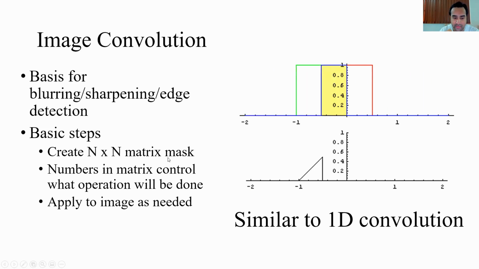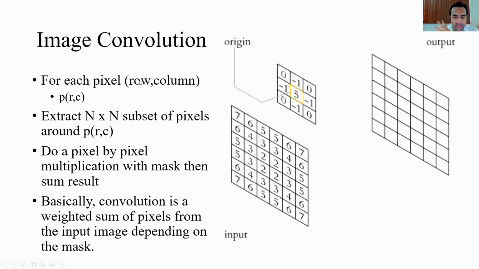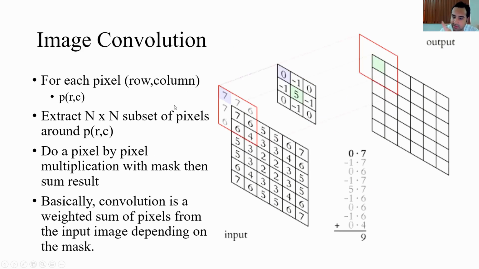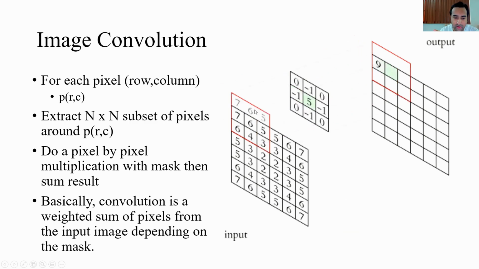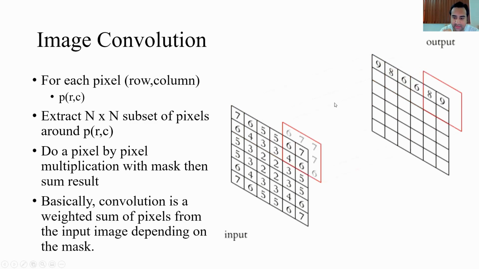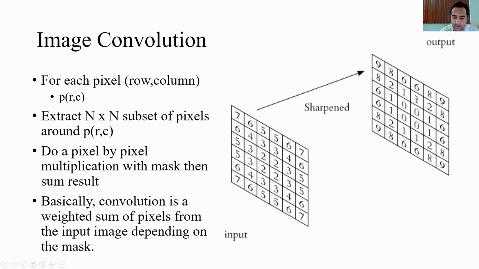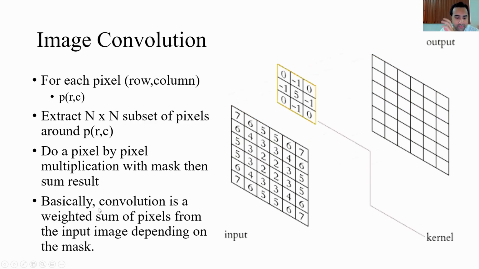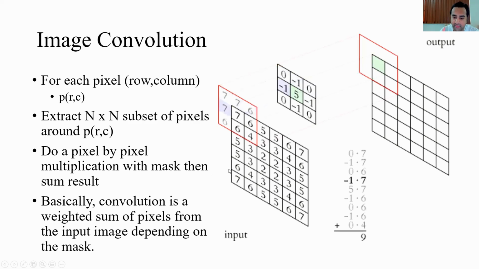And that is, in 2 dimensions at least, how you would do image convolution for something in your image. So you create an M by N matrix. The numbers control what the operation is going to be, and then you just apply it to the image. So for image convolution in 2 dimensions, for each particular pixel in your image, you would have your mask essentially, and you would multiply the pixel with the mask, then sum up the result and move your way across the image. So this is your input image, this is the output after it goes through the mask. And basically you can think of the convolution as sort of a weighted sum of whatever your input image is.